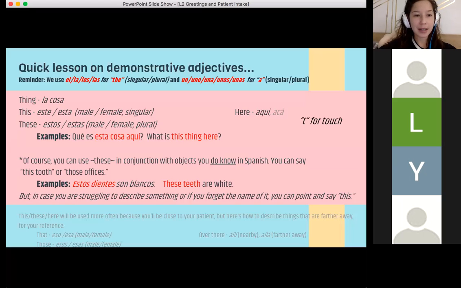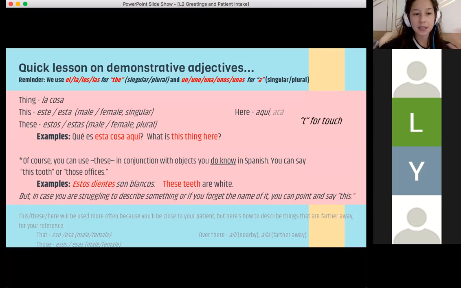Along with thing, this and these are also very helpful words, because maybe you remember the name of the noun, but you don't know how to describe where it is in the mouth. You have 32 teeth. So how do you describe which tooth it is, especially if patients may not know the name of each type of tooth? Like, they don't know it's number 31 or anything like that. So you can just point and say este diente.